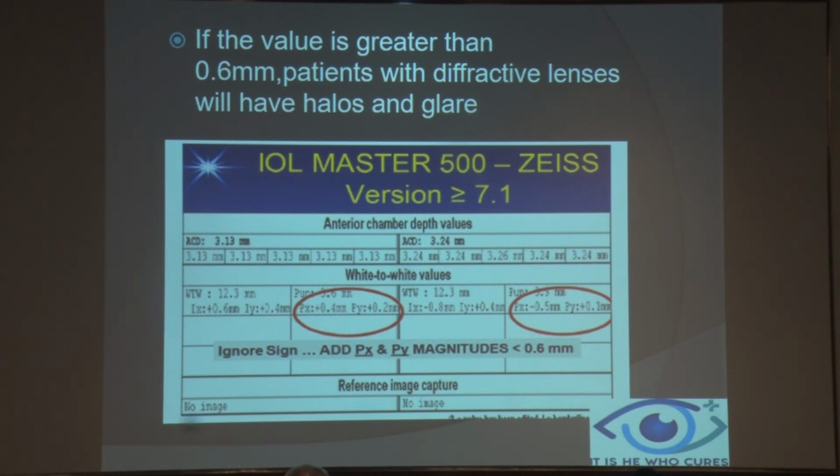If the values are more than 0.6 millimeter, then the patient is likely to have halos and glare. And if it's less than 0.6 millimeter, that means the patient is likely to get his IOL well centered, provided all the other things are in place, you have a central rhexis and you have a proper surgery. So if it's less than 0.6 mm, then you can go ahead and do a trifocal lens implantation here.